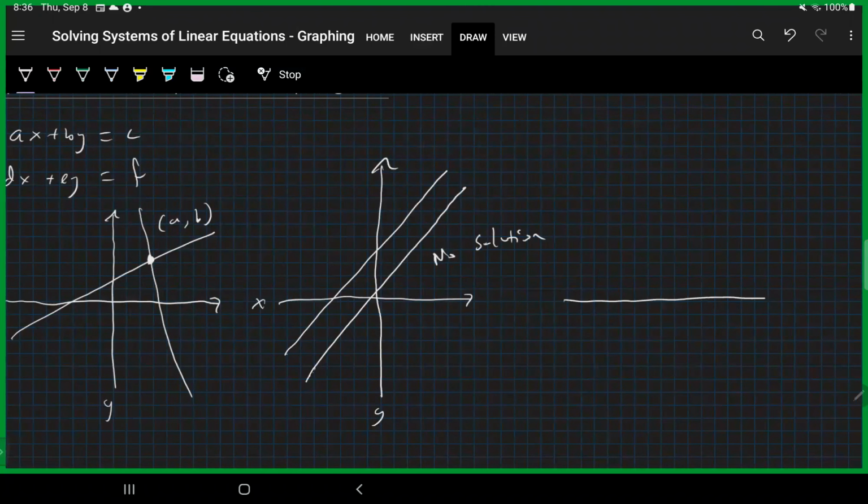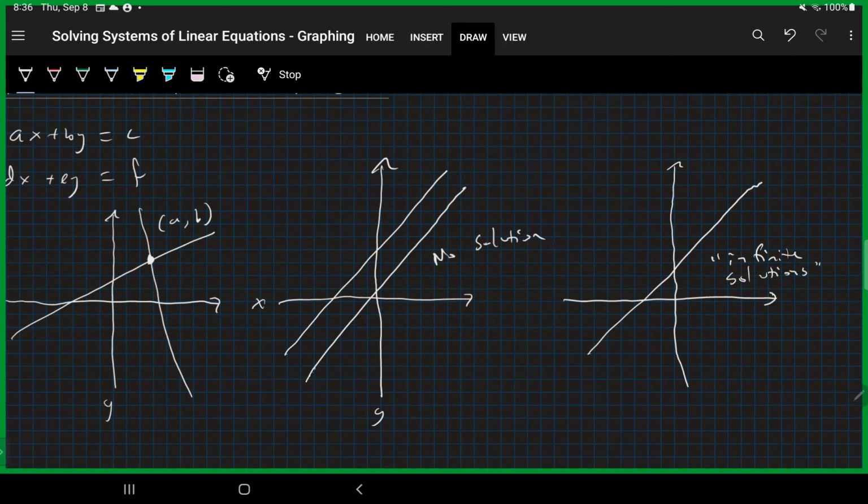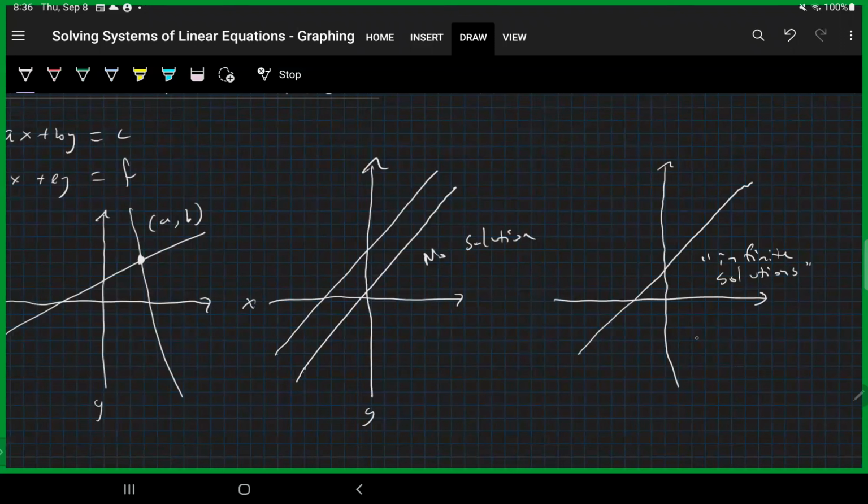And finally, the third case, which is a little weirder than the others, is you have two lines that are basically on top of one another. And this is infinite solutions. If there's infinite solutions, they're basically the same line. And we'll address it more when we see an example. But WebAssign is going to want you to type something along those lines in for your answer. And we'll see a concrete example.